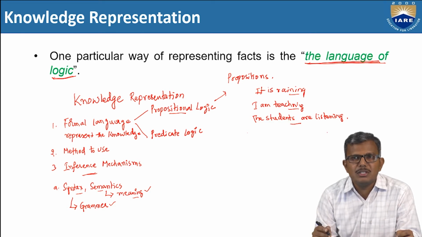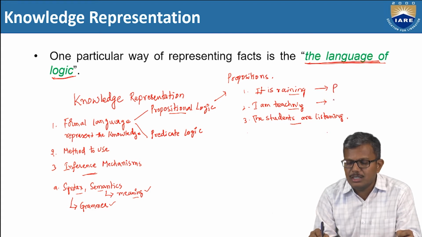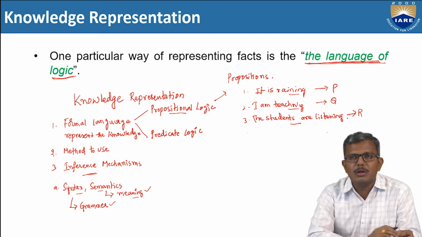But in propositional logic, what we are doing is changing these things. We are going to represent these kinds of sentences with the help of some variables. So simply, "it is raining" I can represent with a variable called P. Similarly, "I am teaching" I can represent with a variable Q, and "the students are listening" with some variable R.